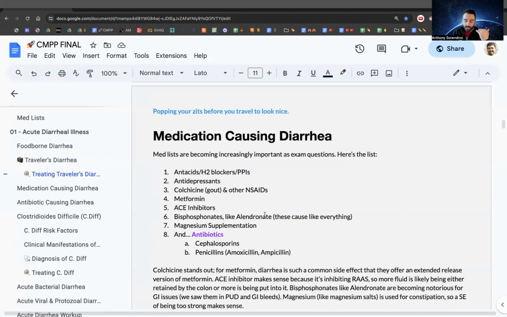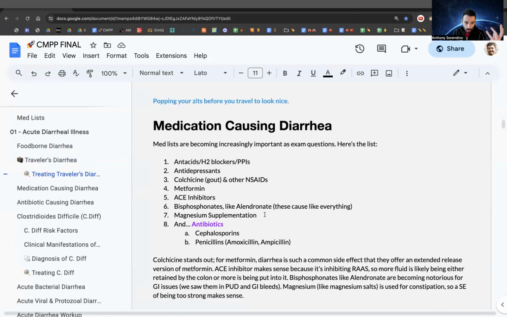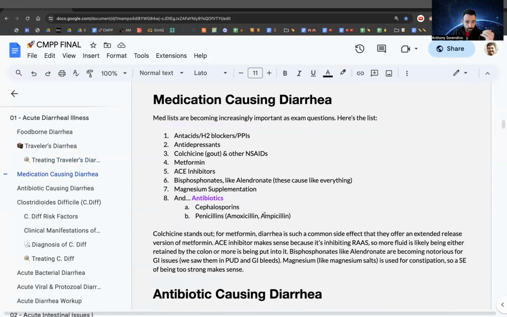Okay, there's a laundry list of meds that cause diarrhea. I'm just going to read them all here because these questions pop up a lot. So it's any of your GERD meds. So antacids, H2 blockers, PPIs, they can give you diarrhea. Antidepressants, colchicine, which is for gout, and other NSAIDs. Colchicine really stands out here, so look out for that. Or if they throw ibuprofen or something on there, it's going to cause diarrhea.